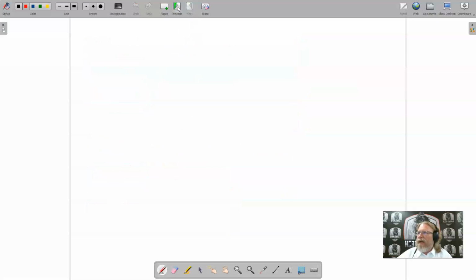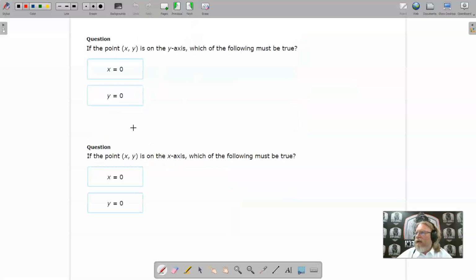And then finally, yes, indeed, these are my last 2 questions. If the point xy is on the y-axis, which of the following must be true? That's kind of related to these questions here. If it's on the y-axis, then x has to equal 0. There's my y-axis, here's my x-axis. If I'm anywhere along the y-axis, here, here, here, anywhere, x is going to equal 0 right along here. So with that said, let's select x is equal to 0.